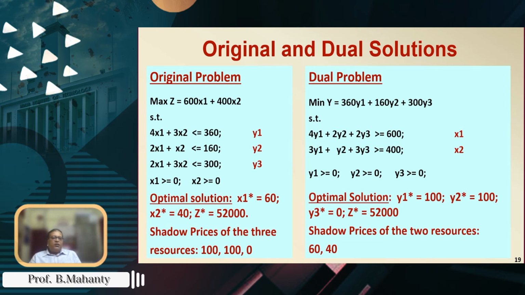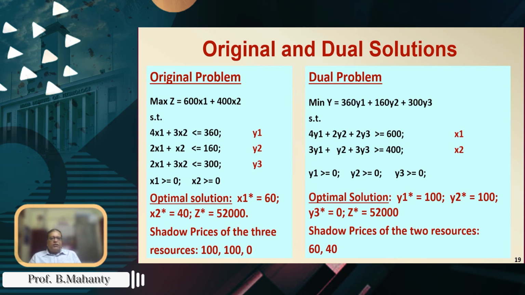Again, put 60 and 40: 60 into 2 is 120, plus 40, 160. Look here at the optimal table, the second constraint has also turned to equality. Is it all right? So that is complementary slackness. But in the third constraint, y3 does not exist because its value is 0.